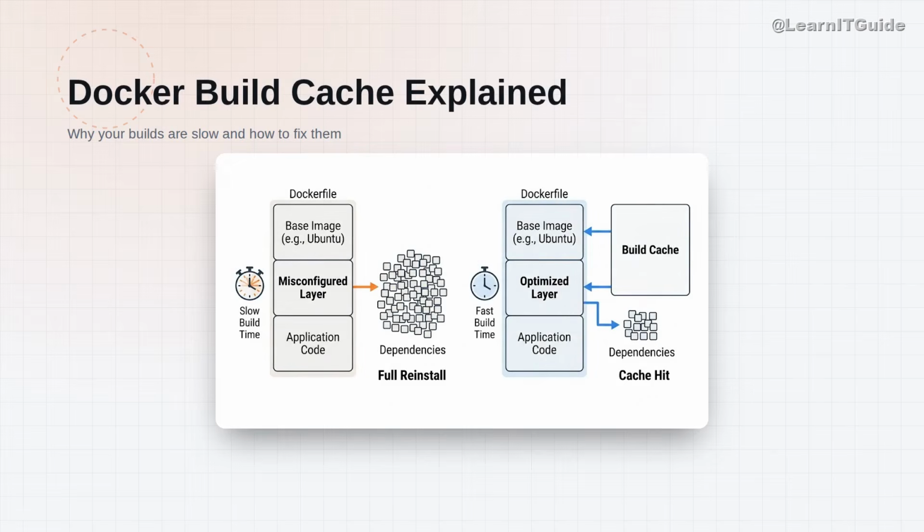Hey everyone, welcome back. In this video, I'm going to explain how the Docker build cache works internally. And you know why this matters? Most engineers get this wrong, because a single misconfigured line in your Dockerfile can force your entire application to reinstall every dependency from scratch on every single build, costing you hours of developer time every week.